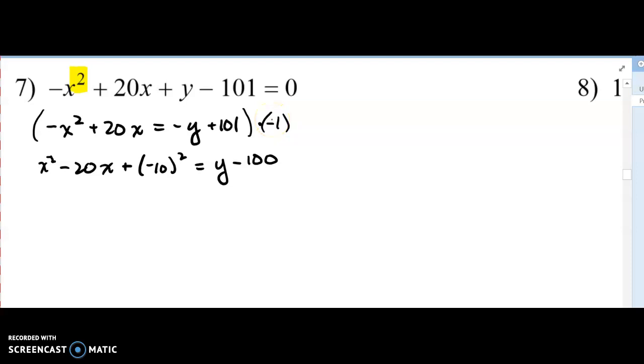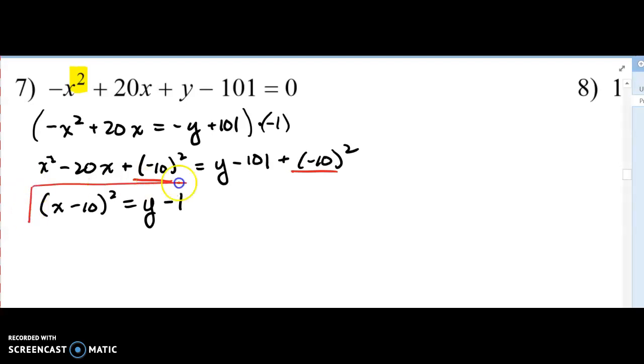That would be 101. And then plus negative 10 squared. Okay, make sure that you don't forget to add this on both sides. All right, so finishing on the left, we have x minus 10 squared, and then negative 101 plus 100 is a y minus 1. All right, and this would be our final answer.